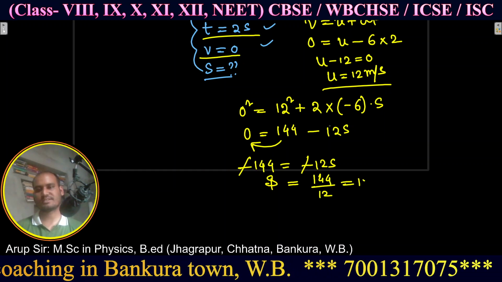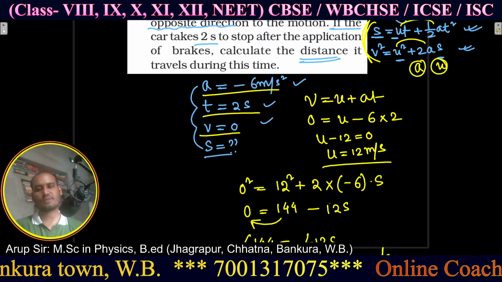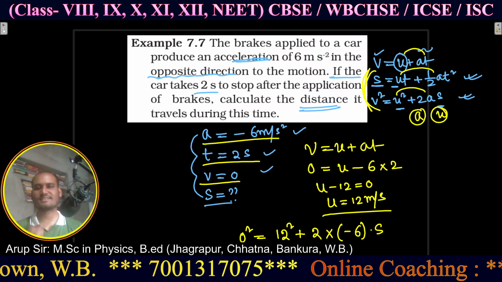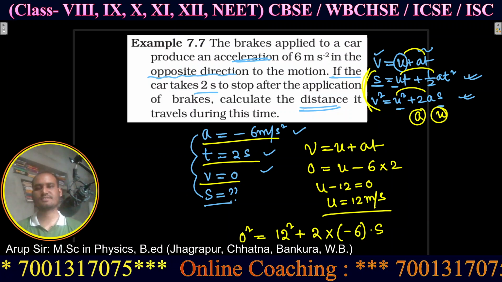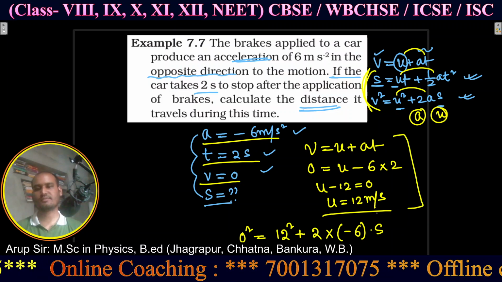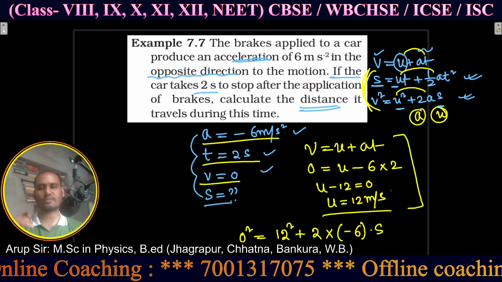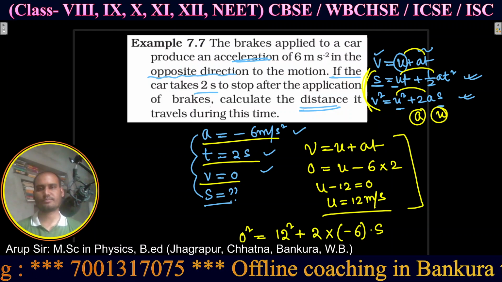144 by 12 means how much? That is 12 meter. So 12 meter is the distance it will travel during this time. This is the final answer. So the approach will be like this: write down all the formulas at first, then try to find the parameters from those formulas.